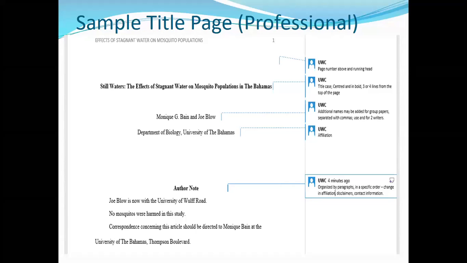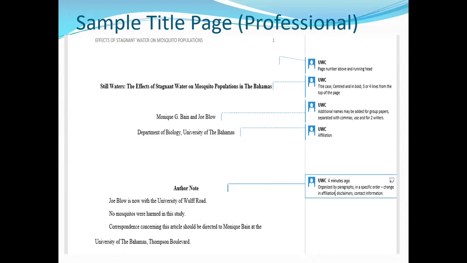My disclaimer is that no mosquitoes were harmed in this study. And if you want to contact me, then you can find me at the University of Bahamas. And so that's just an example to show you what a professional title page would look like. And of course, this is for papers that are being considered for publication.